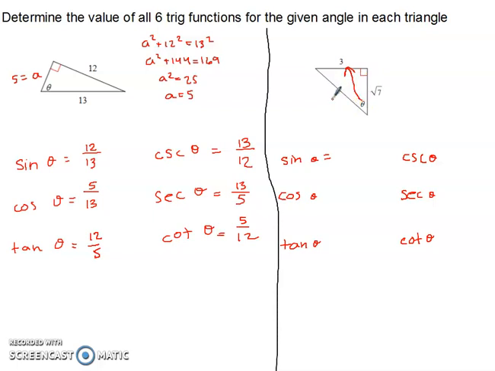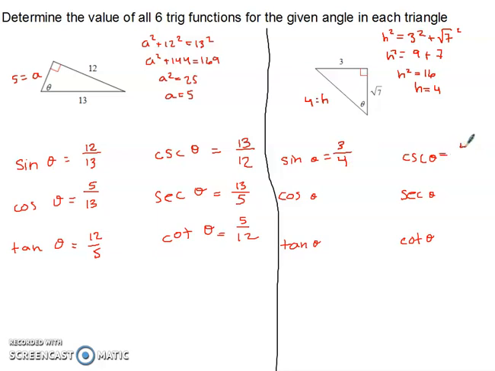which is unknown. So I'm going to go ahead and use the Pythagorean theorem to find the value of my hypotenuse. So h squared is equal to 3 squared plus the square root of 7 squared. So h squared is equal to 9 plus the square root of 7 squared, which is 7. h squared is equal to 16, which means that h is 4. So now I've got the opposite side is 3 and my hypotenuse is 4.